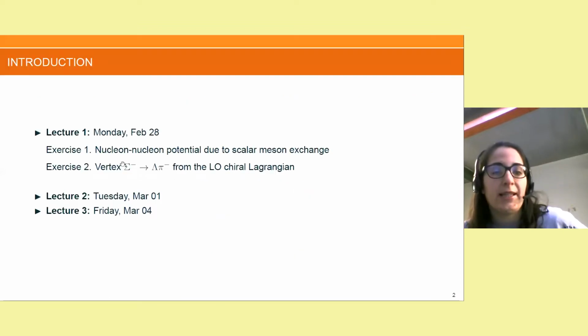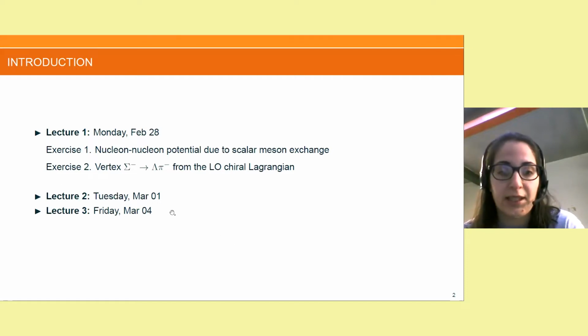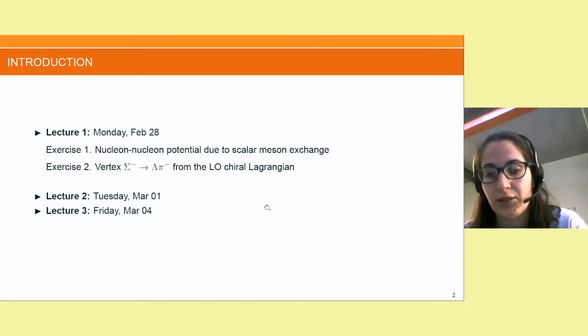So let's start. Today, the first exercise that we are going to solve is to calculate the nucleon-nucleon potential due to the exchange of a scalar meson. In the lectures, Laura did it for the exchange of a pseudoscalar, for the case of a pion. And we are going to do the same when the meson that we exchange now is a scalar meson. And if we have time, we start the next exercise in which we will calculate the vertex of a sigma minus going to lambda pi minus from the chiral Lagrangian at leading order.